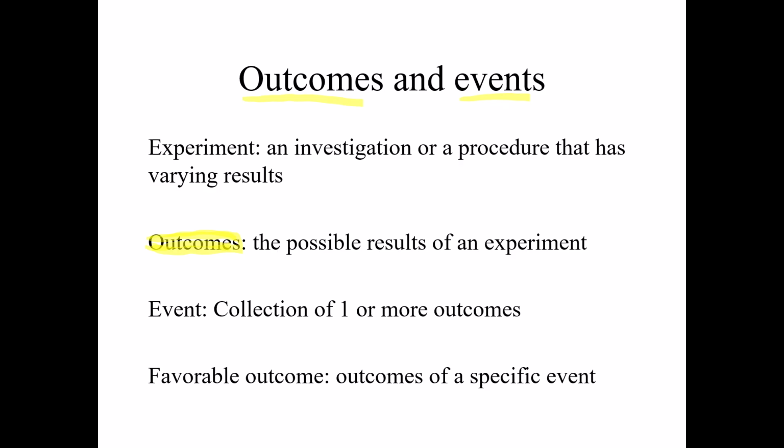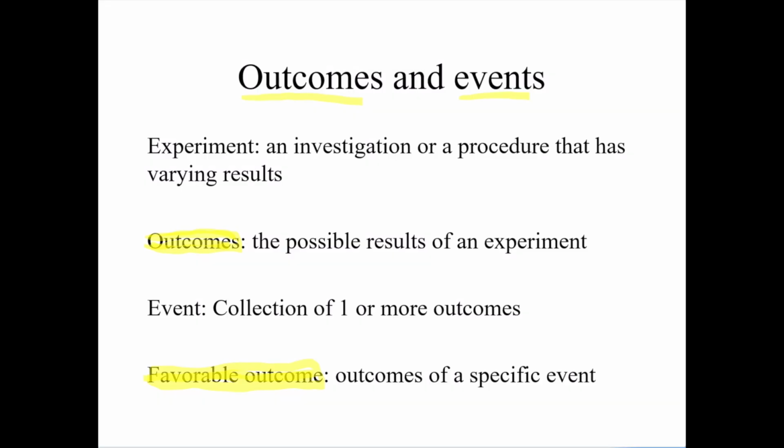When we're doing an event, we want to look at what we want to happen. And what we want to happen is called a favorable outcome. So let's say I'm flipping a coin and I select heads. That means the favorable outcome would be heads, because if heads comes up, then I win or I get what I wanted. And so when we're looking at probability, we're going to be looking at what can happen compared to what we want to happen. It's going to be a ratio.